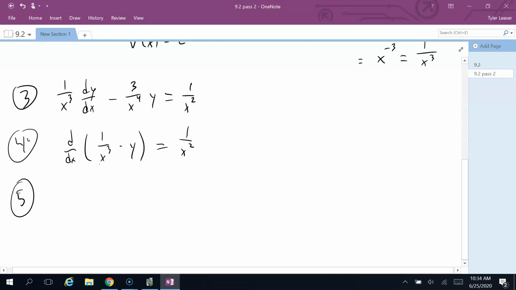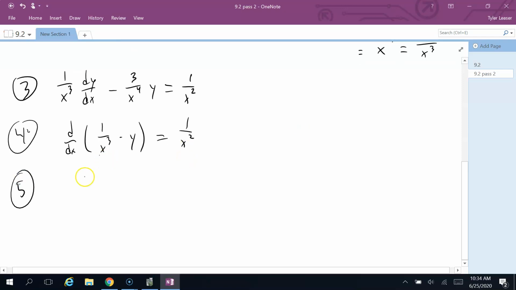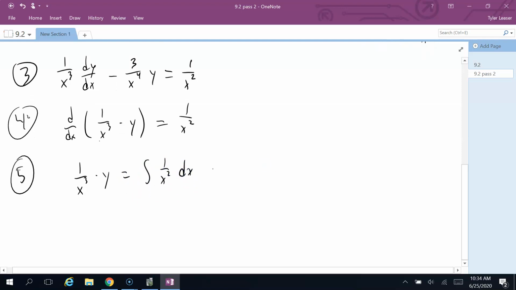All right, the next step is to integrate both sides. When you integrate the left-hand side, it just cancels out that derivative. When you integrate the right-hand side, for now, I'll just write that as 1 over x squared dx. But we can go ahead and figure out what that is. You can think of this as x to the negative 2. That negative 2 is going to go up to negative 1, and then we divide by negative 1, and we get negative 1 over x.